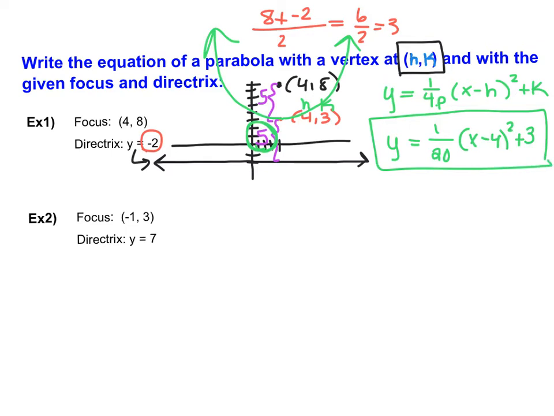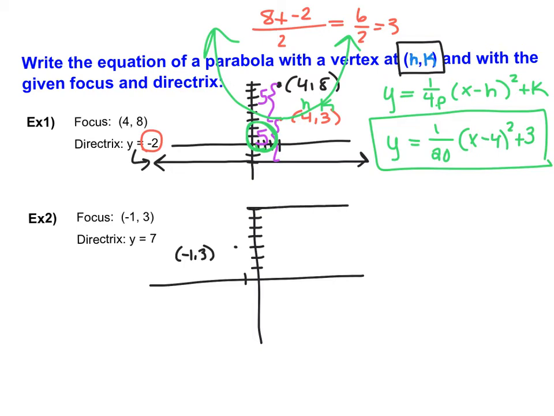Then looking down at example 2, again, we're going to draw another sketch here. So here we have a focus at x is -1, y is 1, 2, 3. So there's our focus point at (-1, 3). We then have a directrix all the way up at 7, so 1, 2, 3, 4, so that's 7. So there's our directrix at y equals 7.